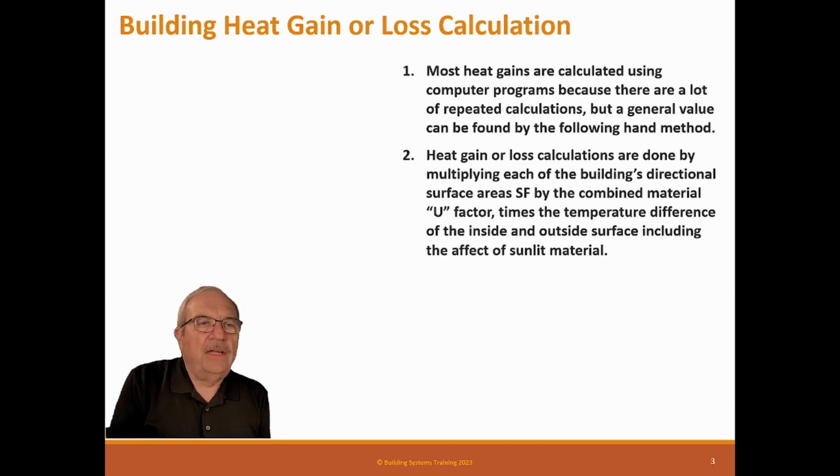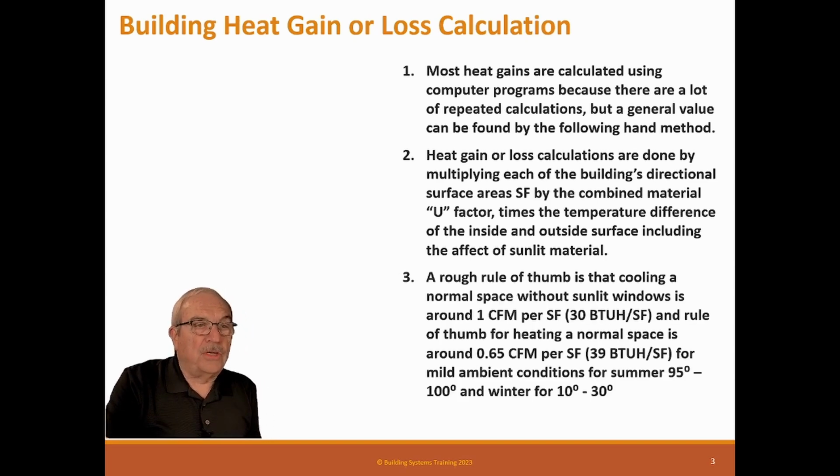The heat gain or heat loss calculations are done by multiplying each of the building's directional surfaces, square footage, by the combined material U factor times the temperature difference of the inside and outside surface, including effective sunlit materials. So this is how you do it. You break the wall down, but you need to understand heat gains are not perfect because walls and roofs and ceilings are not homogeneous. There are places that are denser than others, little places better insulated than others. So these are all average guesses, and you just try to get the best guess you can to get the best information you need to do your job correctly.